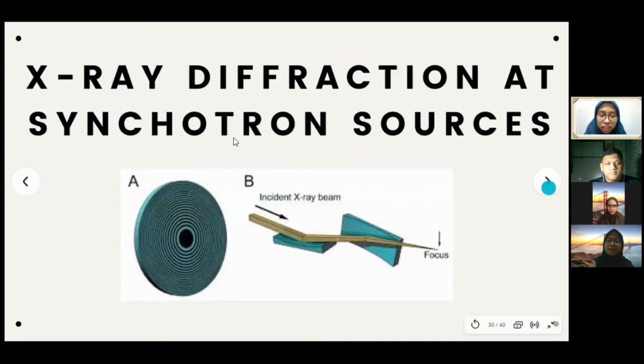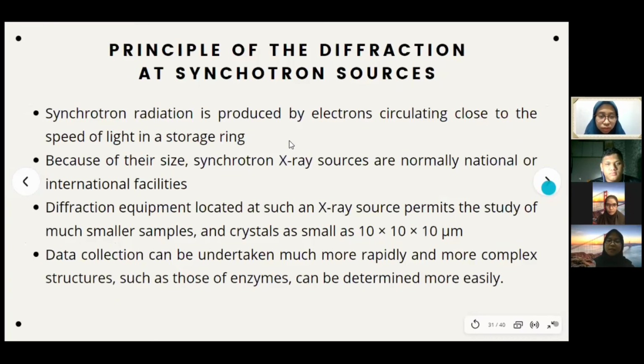Okay, this is X-ray diffraction at synchrotron sources. Synchrotron radiation is produced by electrons circulating close to the speed of light in a storage ring. Because of their size, synchrotron X-ray sources are normally national or international facilities. The diffraction equipment located at such an X-ray source permits the study of much smaller samples and crystals as small as 10 by 10 by 10 micrometers. The data collection can be undertaken much more rapidly, and more complex structures such as those of enzymes can be determined more easily.